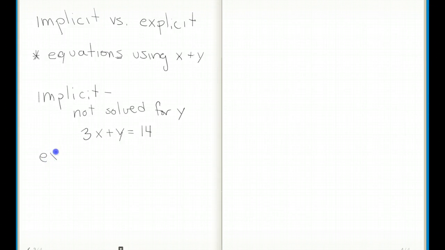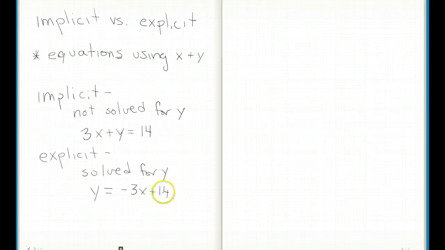Alternatively, an explicit equation is solved for y. This one will say y equals. So I could take this implicitly written 3x plus y equals 14, and I could write it explicitly by solving it for y. The equation y equals negative 3x plus 14 is an explicit equation, because it says y equals. Solving for y means the equation says y equals blah blah blah. So that's a fundamental difference between these two.